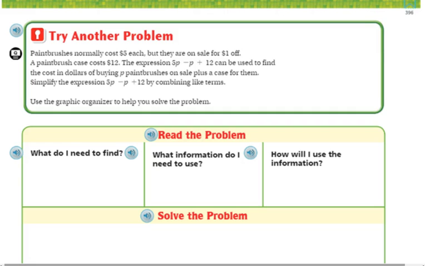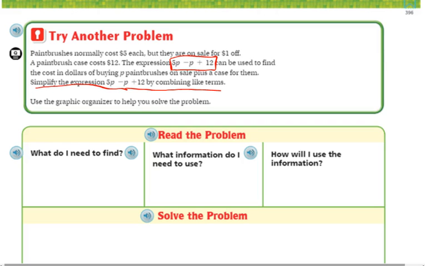Let's go ahead and take a look at page 396, and we're going to look at the try another problem. Paintbrushes normally cost $5 each, but they are on sale for $1 off. A paintbrush case costs $12. The expression 5p minus p plus 12 can be used to find the cost in dollars of buying p paintbrushes on sale plus a case for them. Simplify the expression 5p minus p plus 12 by combining like terms.